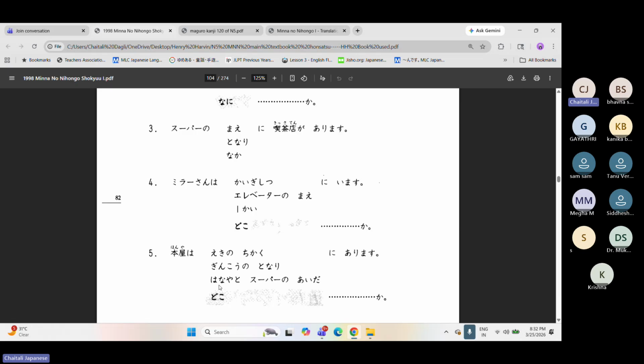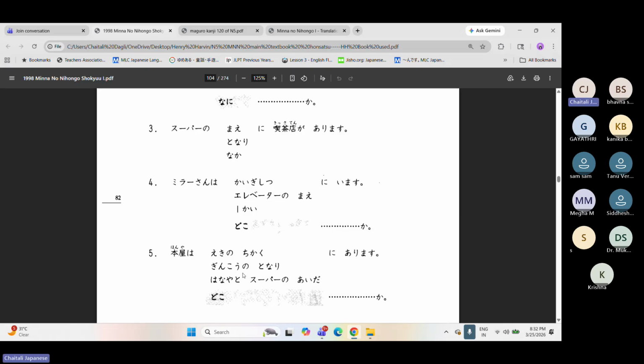Now see, if you see the third sentence, Hanaya to Supa no aida, it is in between the supermarket and bookstore. The location is pinpointed here. Yes ma'am, the location has been pinpointed. It is between the supermarket and bookstore. No, you guys are not understanding the core thing.